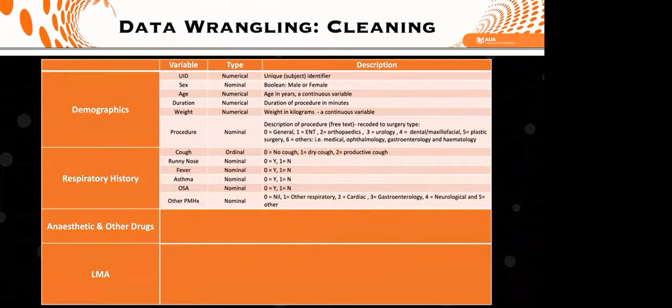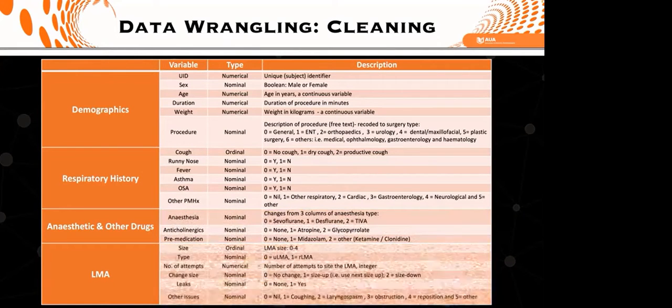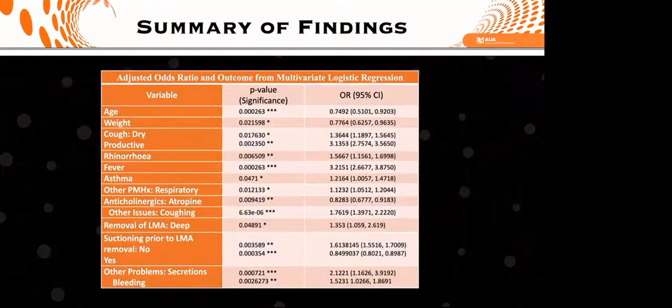Respiratory history, including whether the patient had a cough, a runny nose, past medical history of obstructive sleep apnea, asthma, anaesthetic drugs we looked at, and then the LMA size, type, whether there was a leak, whether it needed to be changed. We also looked at LMA factors such as when it was removed, what position the patient was in, and factors that were correlated we collapsed into a single, for example, position. And then finally, our outcome measure was PRE features such as desaturation, coughing, laryngospasm, and bronchospasm. That was a binary outcome.